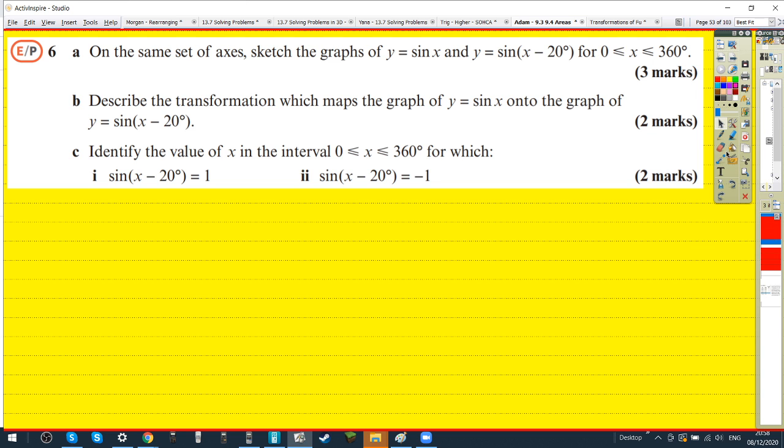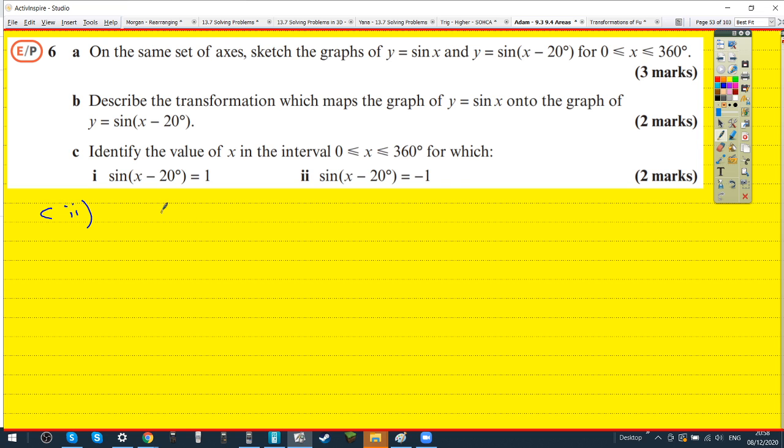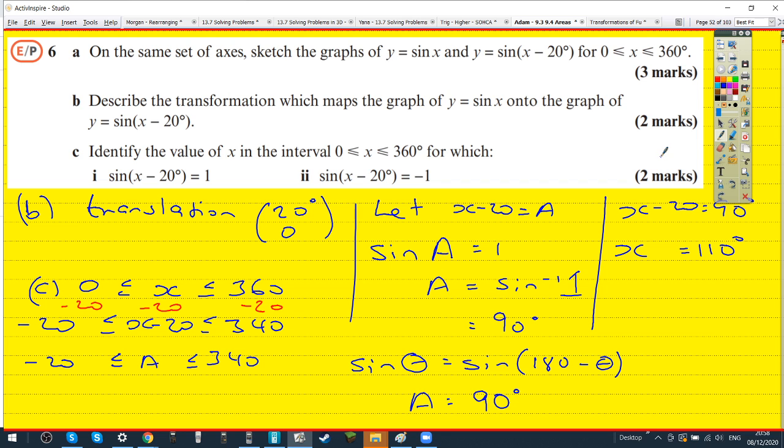Would it be 90 and 240 as well, but with minus 1 this time? Follow the process. What did we do first? We wrote down the range in between. So that's all the same. The range is still between minus 20 and 340. What's next? Would you let a equal the inverse of sine minus 1 this time? No, you'd let x minus 20 be equal to a, same thing.